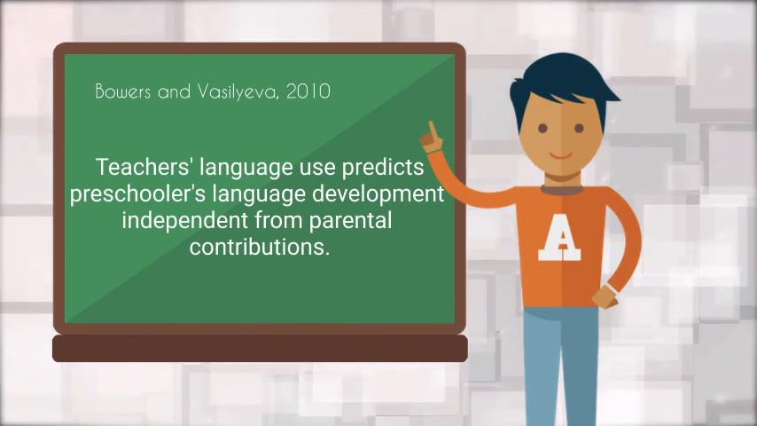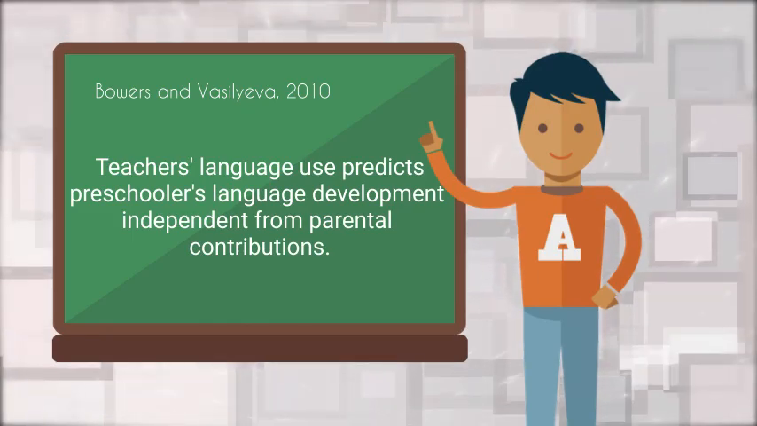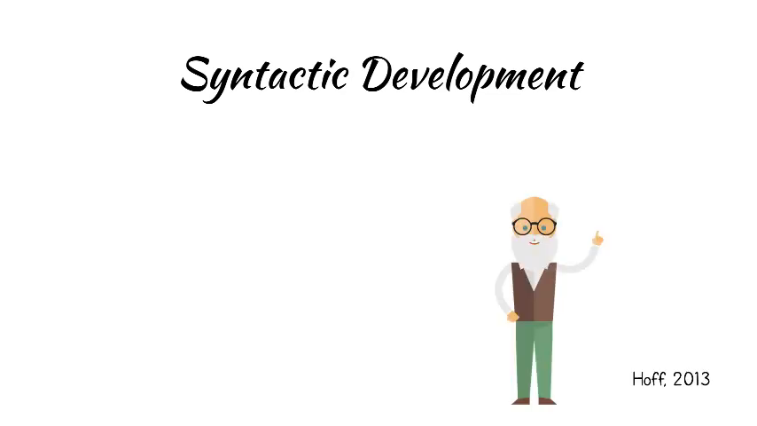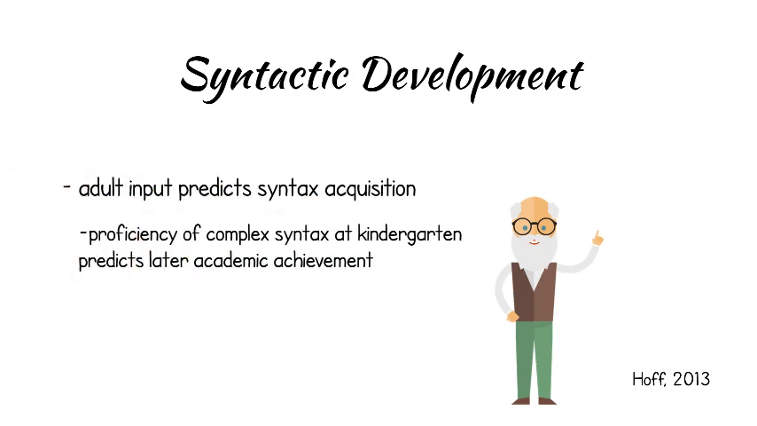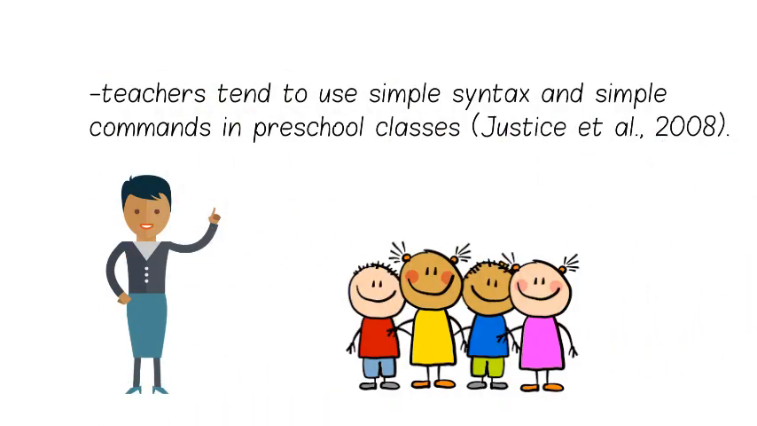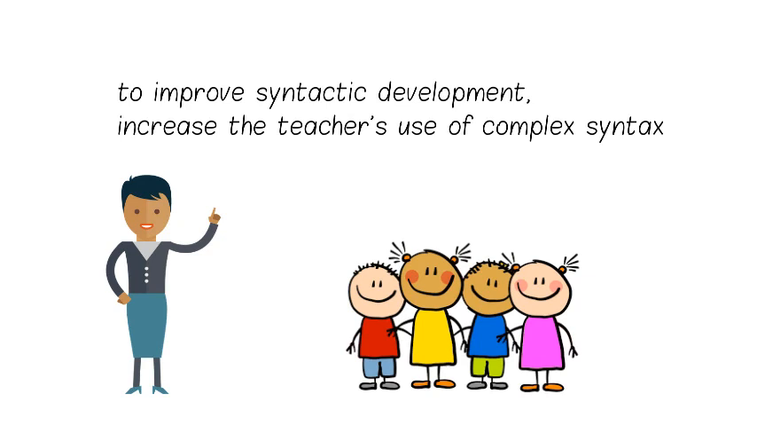So, from this information, we can gather that what children hear not only at home, but at school can shape their linguistic abilities. This includes their syntactic development, an important part of a child's language production. Studies have found that adult language use predicts children's acquisition of syntax, and that proficiency of complex syntax at kindergarten predicts later academic achievement. But research has found that teachers tend to use simple syntax and simple commands in preschool classes. Therefore, one approach we can take to improve a child's syntactic development is to increase the teacher's use of complex syntax in the classroom.